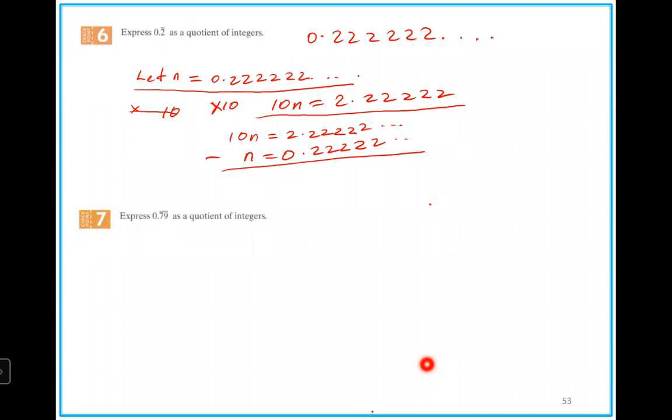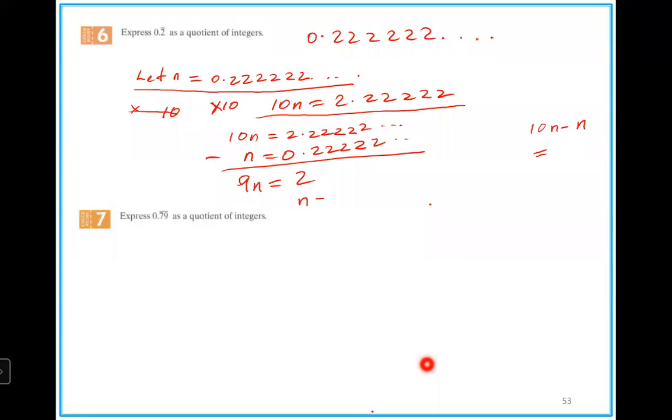10n minus n gives you what? 10n, take away 1n. 10n minus n equals what? 9n. And that's equal to 2.2222 minus 0.2222, which gives you 2. All right, so 9n is equal to 2.